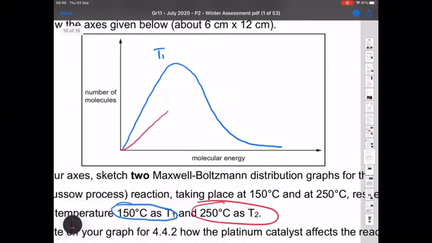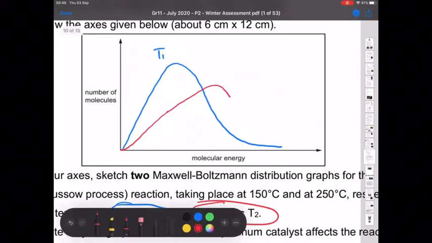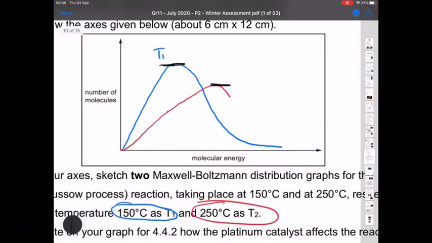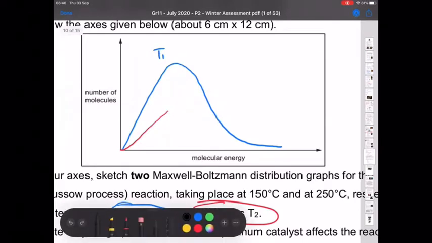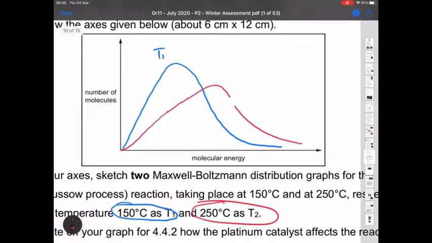And for T2, you're going to have a lower kinetic energy. So the peak for T2 must be lower than for T1. So here, this peak must be lower for T2 than for T1. And after that, the T2 graph must be higher because your molecules are warmer, higher temperature, and if it's at a higher temperature, they're going to have more energy. Okay.